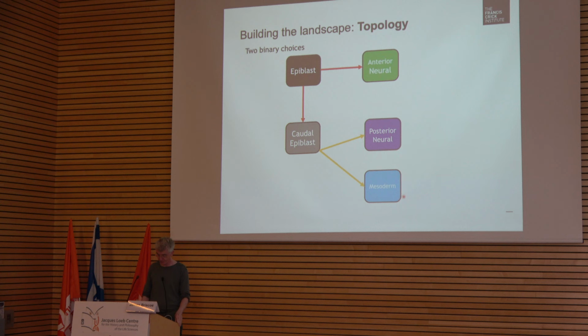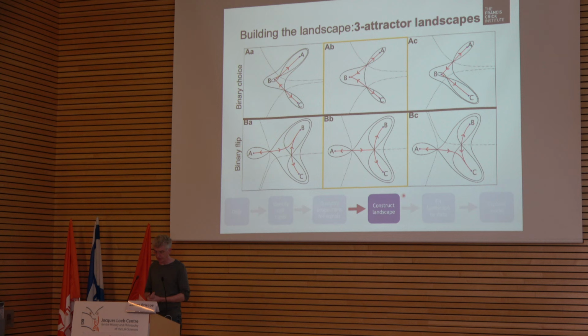So this is where catastrophe theory really helped us out. It turns out that there are only two ways in which you can build three-attractor landscapes. The first way, at the top there, is to have three attractors, A, B, and C, separated by two saddle nodes with one attractor in the middle. So effectively, the attractors are in a line. And we call this the binary choice landscape. Changing levels of signal causes the bifurcation of one or the other attractor, and then cells in that middle attractor will fall into one or the other, depending on which saddle node causes the bifurcation.